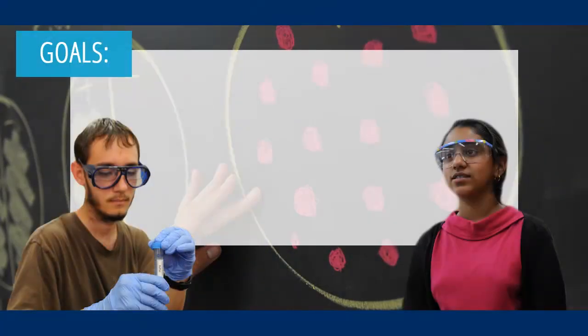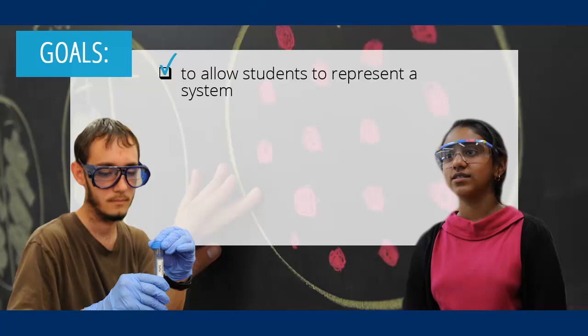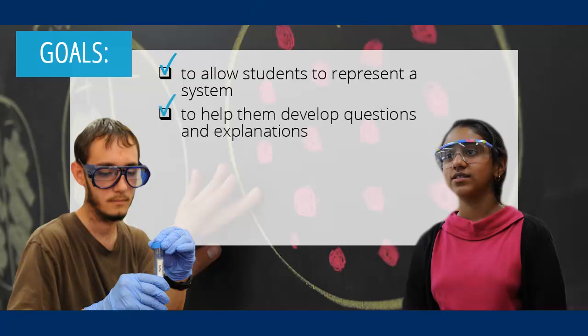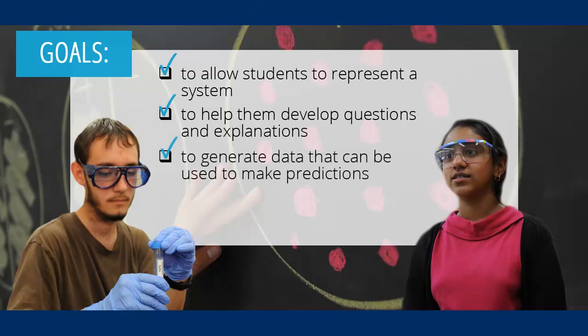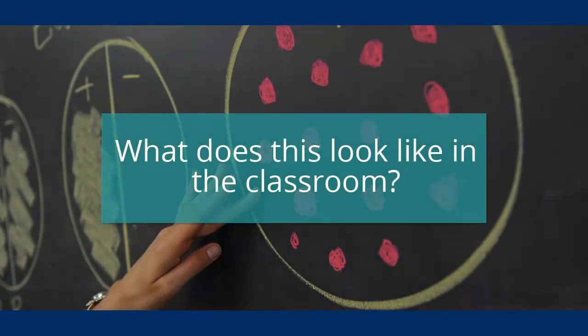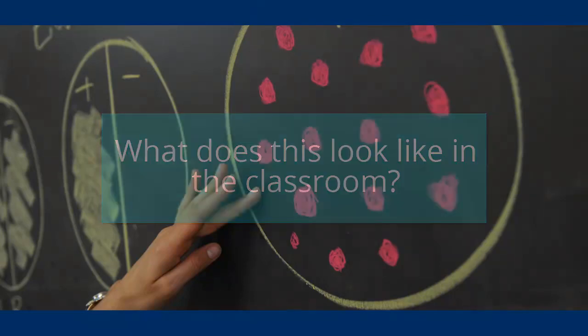The goals of modeling are to allow students to represent a system, to help them develop questions and explanations, to generate data that can be used to make predictions, and to communicate ideas to others. So how does this look in the classroom? How can students create their own models, analyze them, and then revise them based on evidence? We will now explore the use of models in the classroom, again using the topic of genetics and heredity.